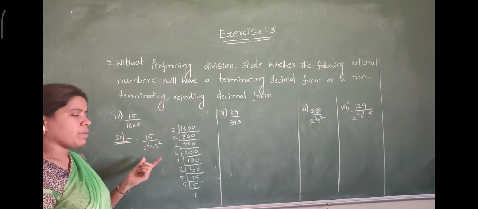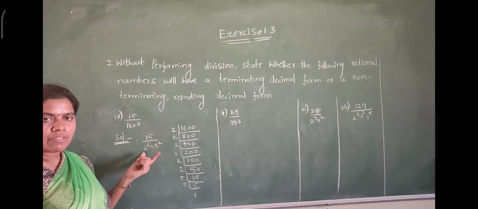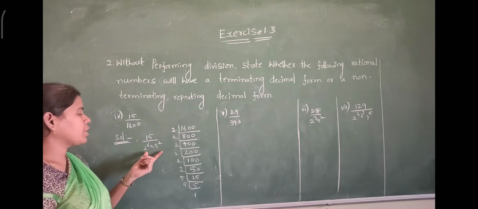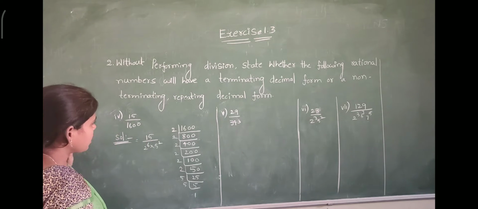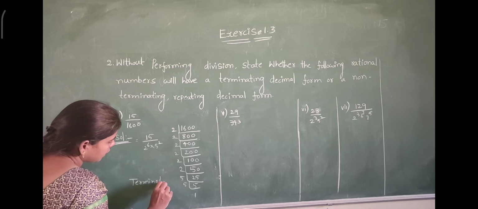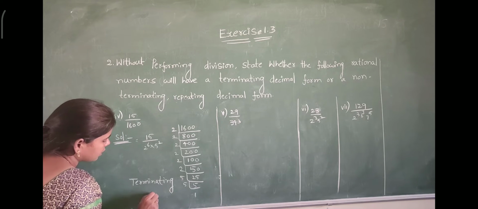So if you observe, the prime factorization of the denominator is in the form of 2 to the power of n into 5 to the power of m. That's why this is a terminating decimal.